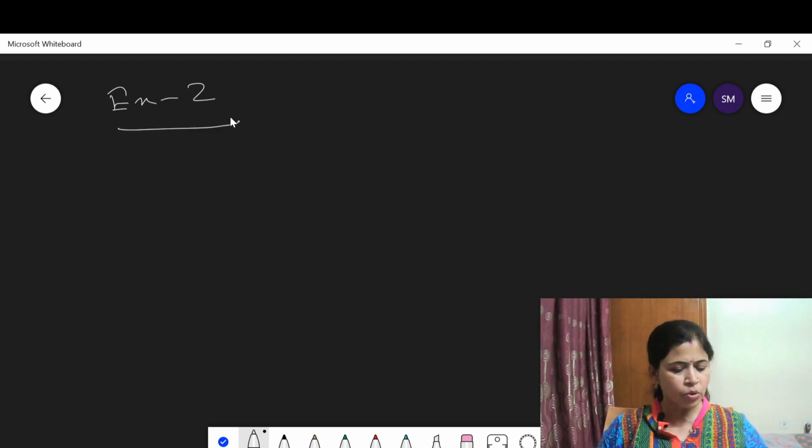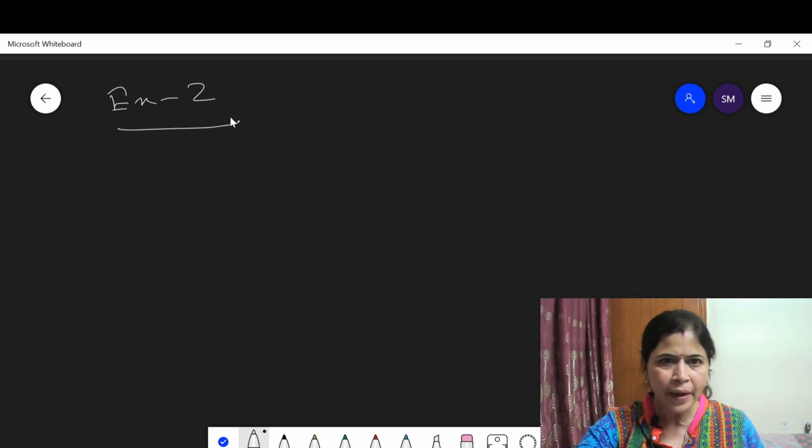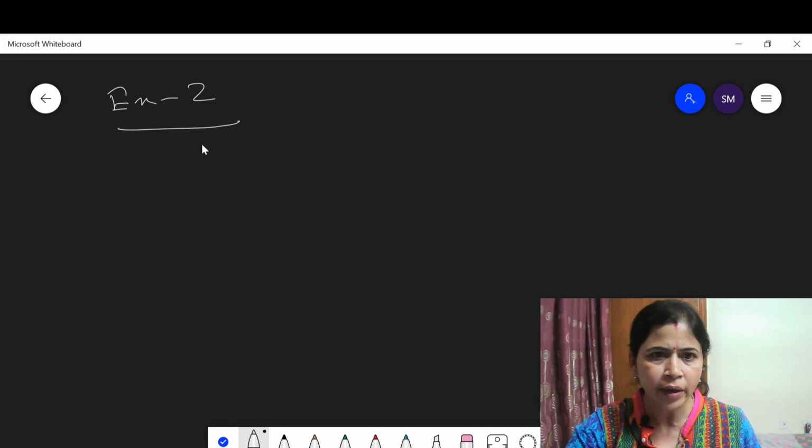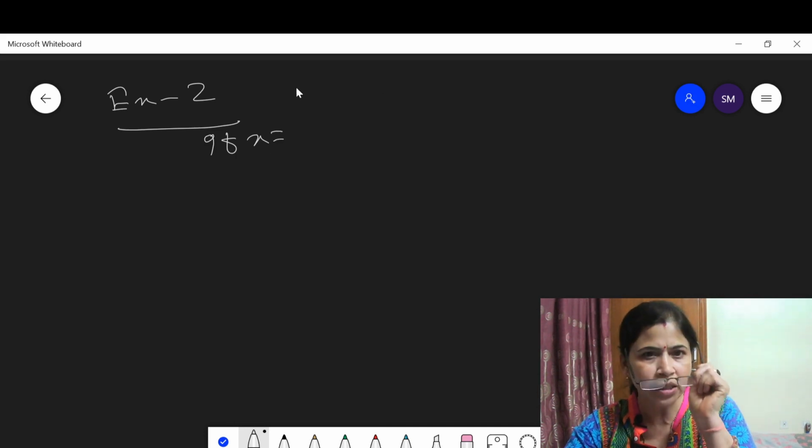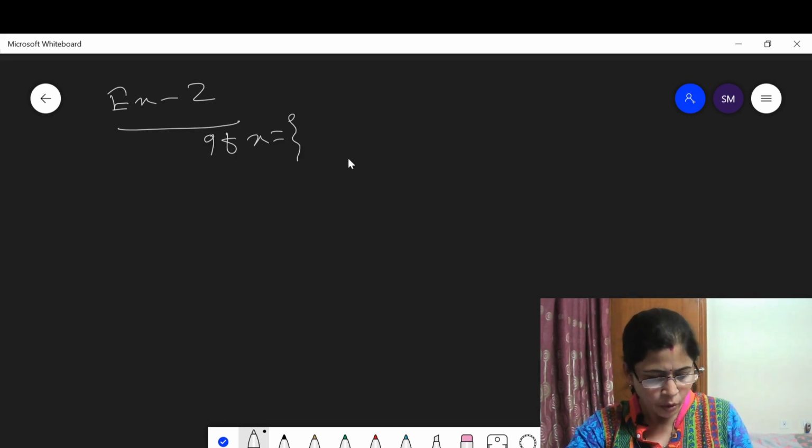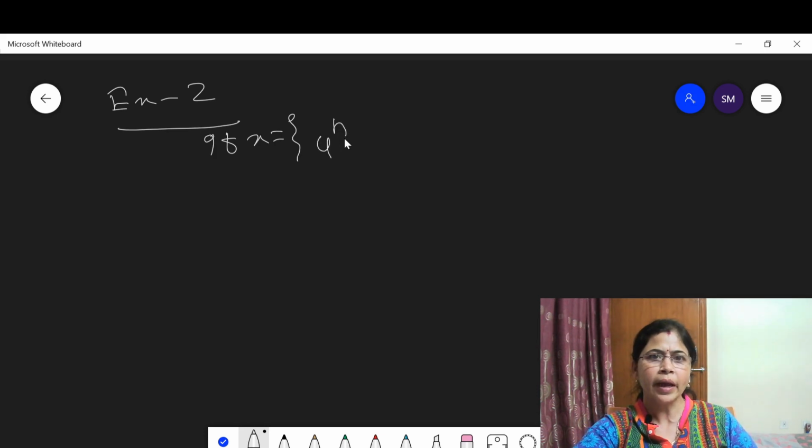Now let us discuss what example 2 says. Here example 2 says that if X is equal to the set of 4 to the power n minus 3n minus 1, such that n is a natural number.